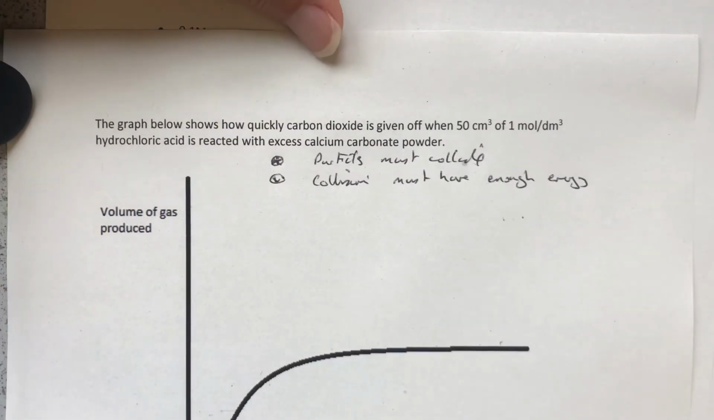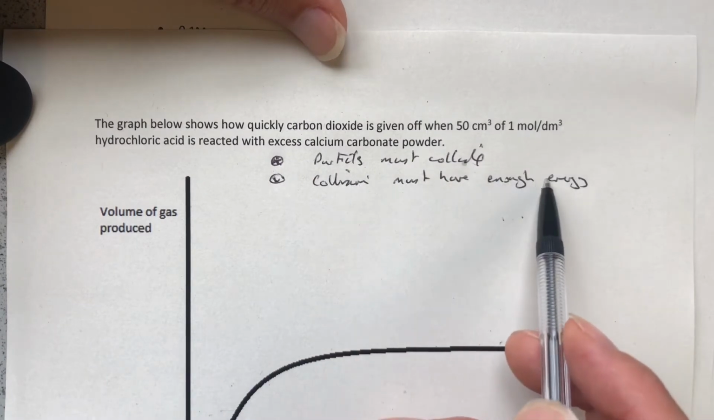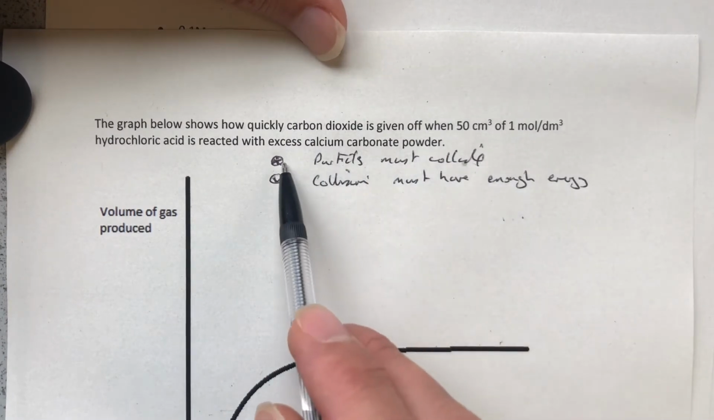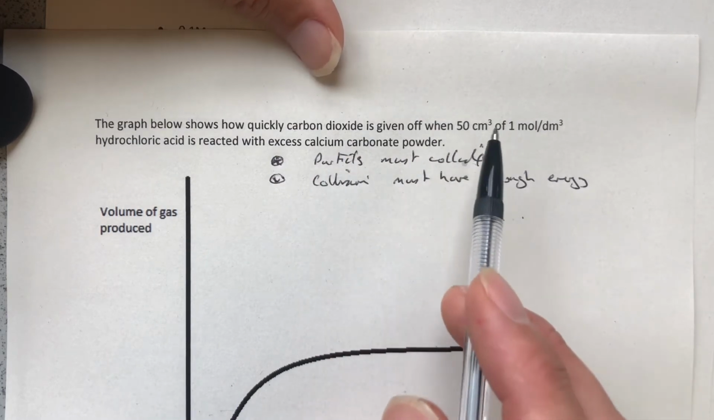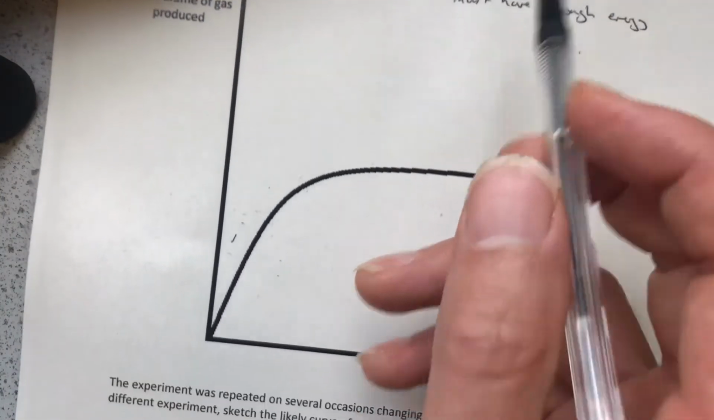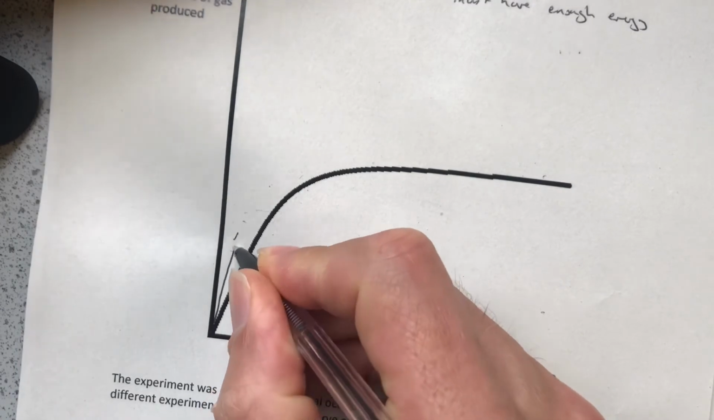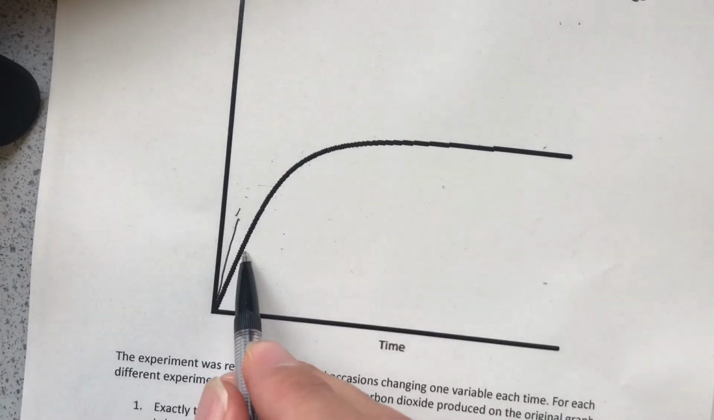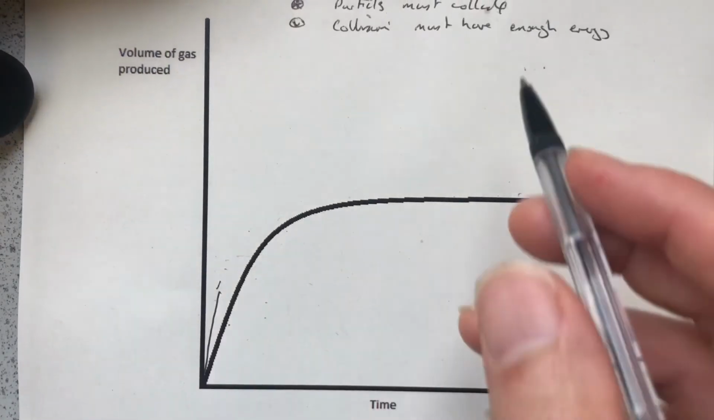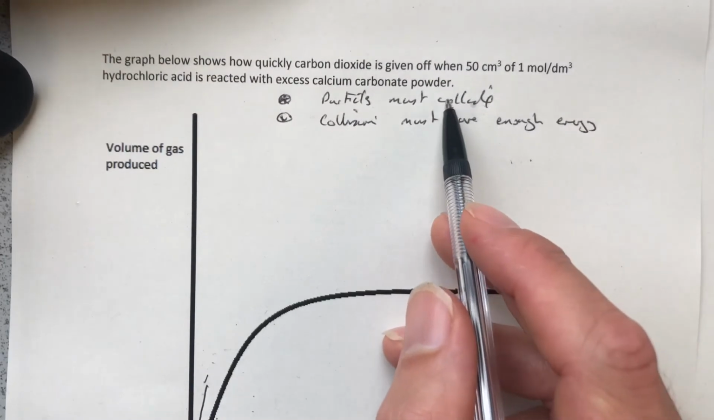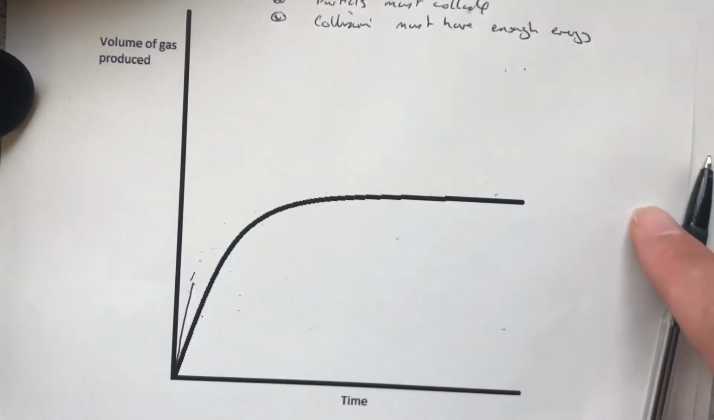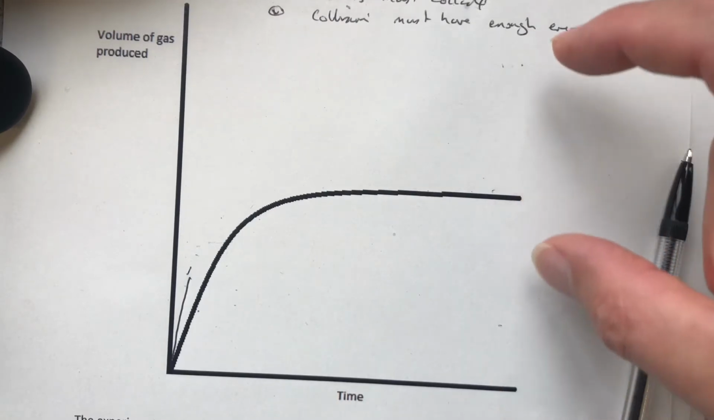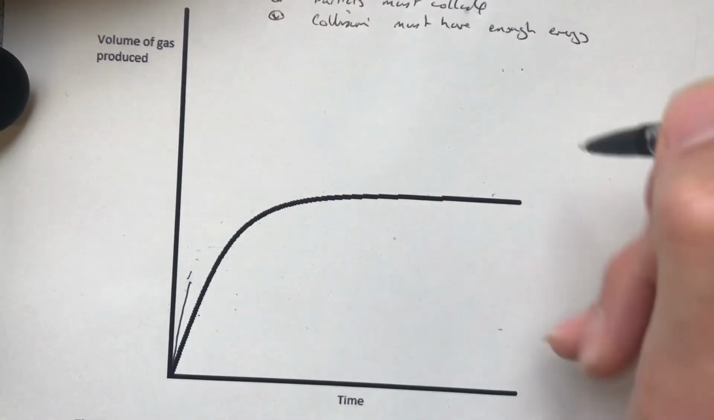So does that change the amount of energy of the collisions or the number of particles? Answer: double the concentration is double the number of particles. So if we've got more particles, there are going to be more collisions, it's going to be a faster reaction, so it's got to start steeper. The curve is going to be steeper than the original one. Now, because we've got double the number of particles, we're going to get double the amount of gas, therefore if the original finished there, then this one is going to finish twice as high, roughly about there.